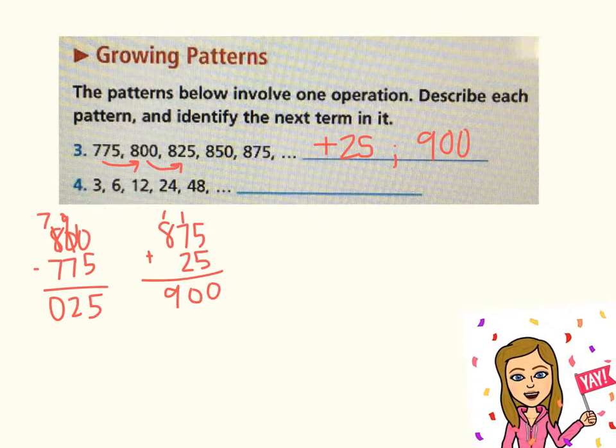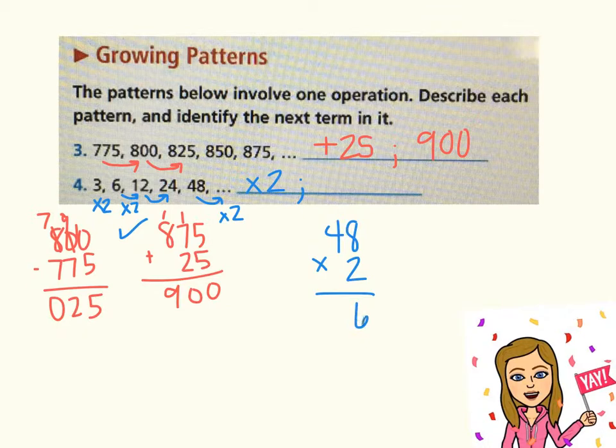So let's think about multiplication then. What about 3 times 2? That gives me 6. But then does 6 times 2 give me 12? Yes, it does. And 12 times 2 would give me 24. Awesome. So the operation for this one is times 2, which means for the next term I'd have to take 48 times 2.